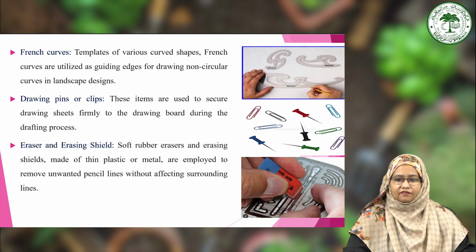And let's not forget the eraser and erasing shield, stalwart defenders against imperfection in our drawing. Soft rubber erasers and erasing shields crafted from thin plastic or metal stand ready to obliterate unwanted pencil lines with surgical precision, leaving surrounding lines unscathed and our design pristine.